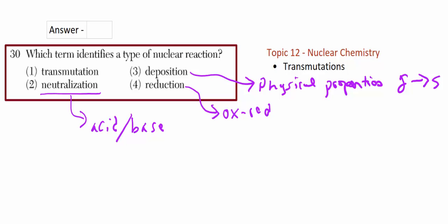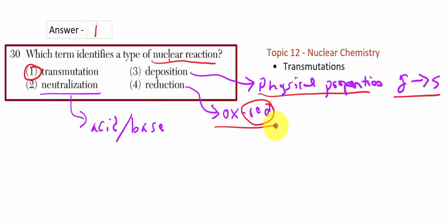And finally, question 30. Which term identifies a type of nuclear reaction? Okay, we're looking for a nuclear reaction. That's going to be number 1, the transmutation, which of course can be either natural transmutation or artificial transmutation. To make sure you don't fall into the traps of the decoys, we've isolated each decoy item here and identified it. Neutralization, that's a process involving a reaction between acids and bases. Deposition is the transition from a gas to a solid, comes from the physical properties unit. And reduction is the reduction part of oxidation reduction, from another topic as well. So we're going to stay with answer number 1.